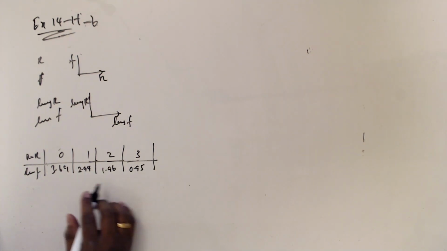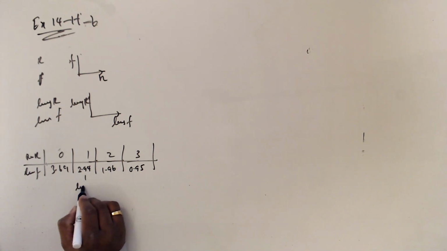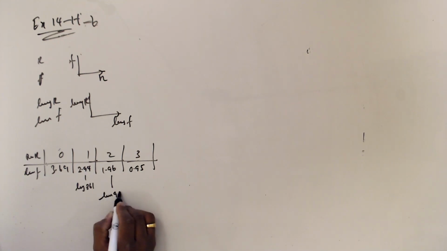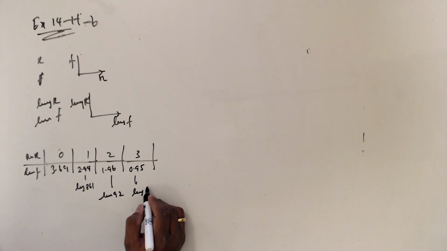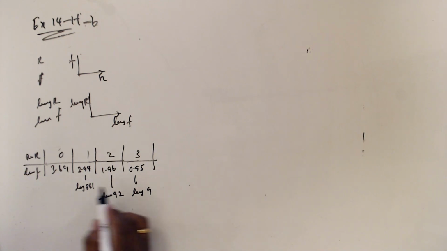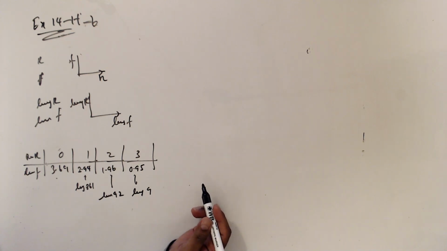So those are the values of log: this is log 861, this is log 92, and this is log 9, and they all have the log already taken. So those are the points. Then we have to draw a graph. That's a normal standard pattern.